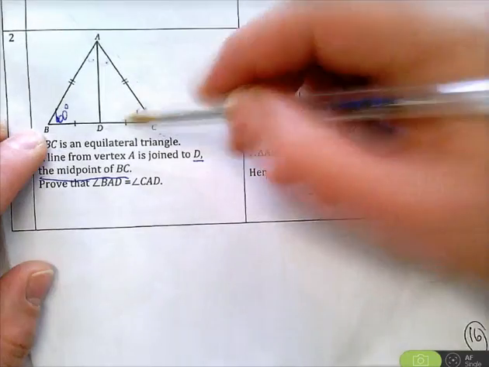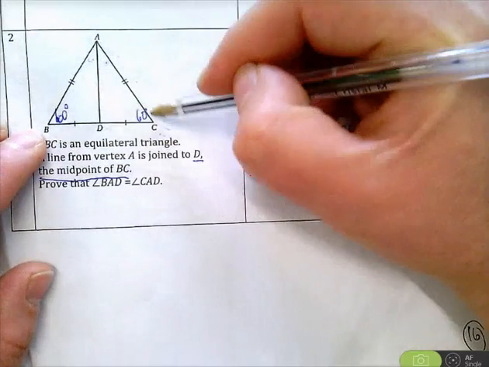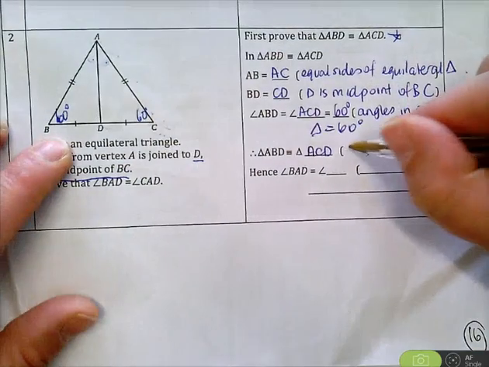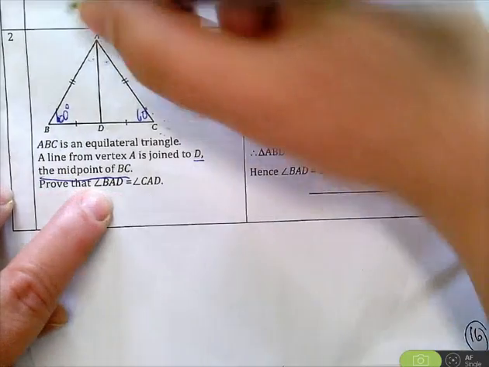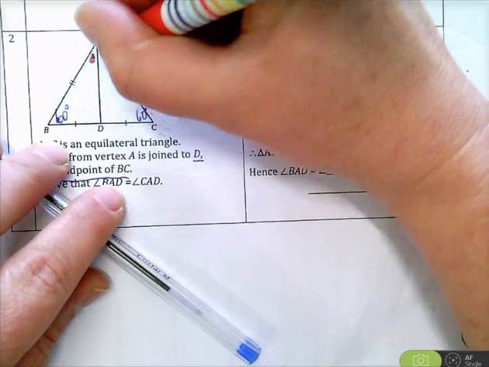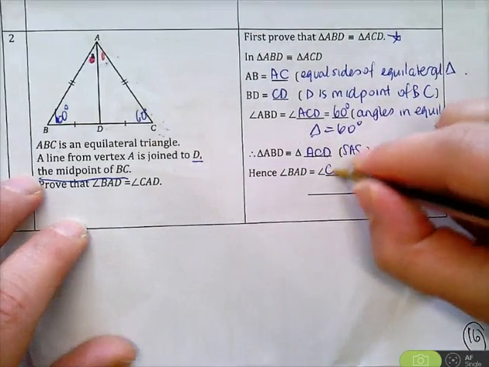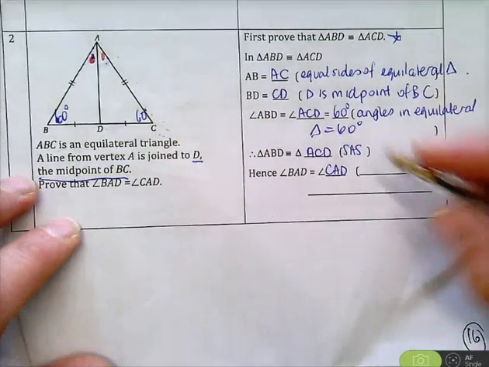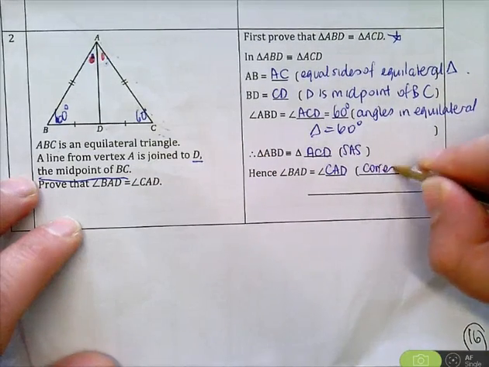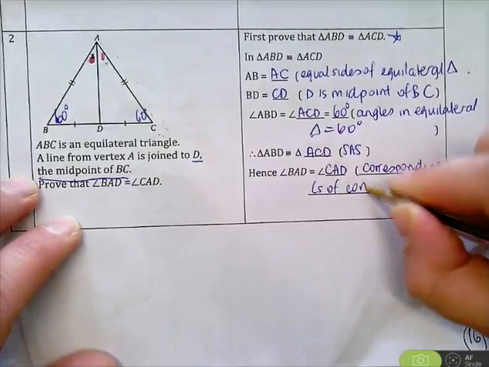Triangle ABD is congruent to triangle ACD. You've got to do it in the same order, and I've got side, angle, side. Now, the question was to prove that angle BAD, this one up here, is equal to this one. So we're trying to prove that that angle up there equals angle CAD. And why do they equal each other? Why does this angle up there in red equal that one? Corresponding or matching angles, corresponding angles of congruent triangles.